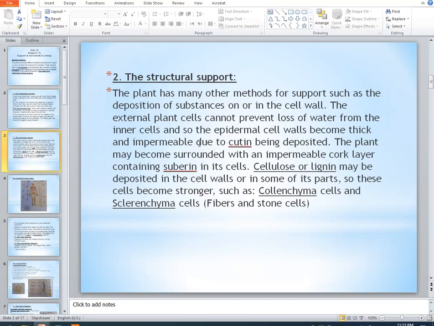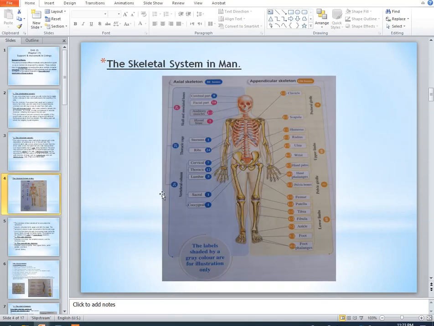The plant may become surrounded with an impermeable cork layer containing suberin in its cells. Cellulose or lignin may be deposited in the cell wall or in some of its parts. So these cells become stronger, such as collenchyma cells, and the fiber and stone cells. After that, we'll talk about the skeletal system in humans.